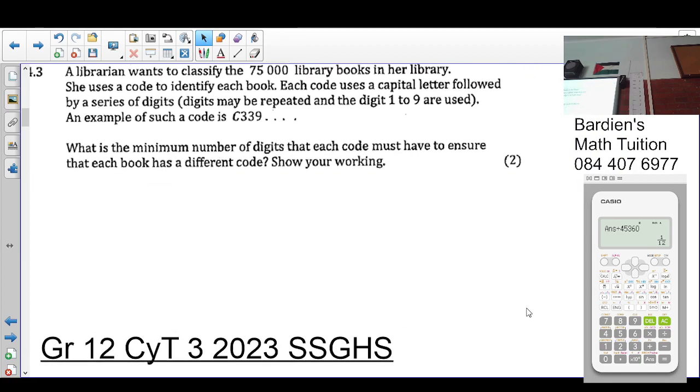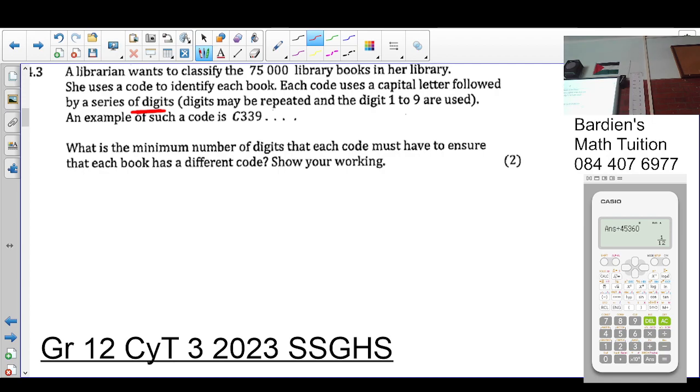We are told that a librarian wants to classify 75,000 library books in a library. She uses a code to identify each book. Each code uses a capital letter, followed by a series of digits. Now, importantly here, the digits are referring to the numbers 1 to 9. So digits may be repeated and the digits 1 to 9 are used. An example of such a code is C339.